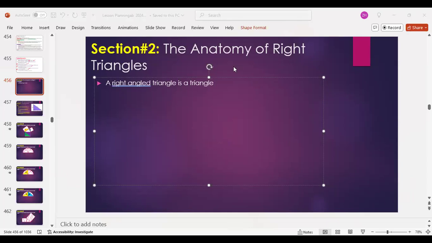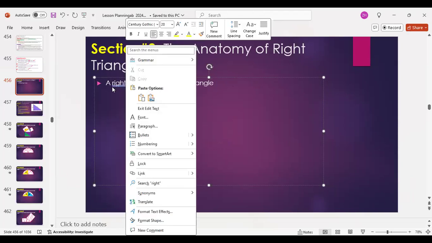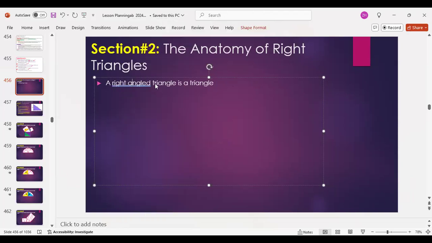How do we define a right triangle? It has a definition. It has a 90-degree angle inside of it. Do we write this down? Yeah, write this down for me, please.